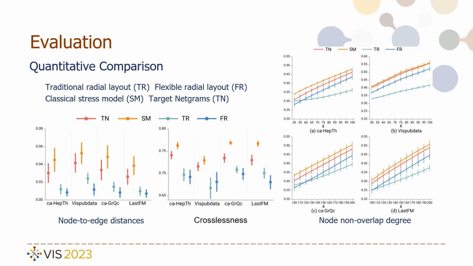Then we compared our method with the 3 related works on readability. Target Netgrams performs slightly worse than the stress model, but slightly better than the radial-based methods.